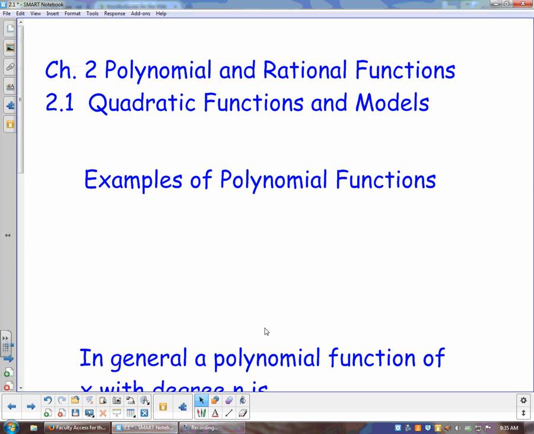This is chapter 2, which is polynomial and rational functions, and section 2.1 is on quadratic functions and models.